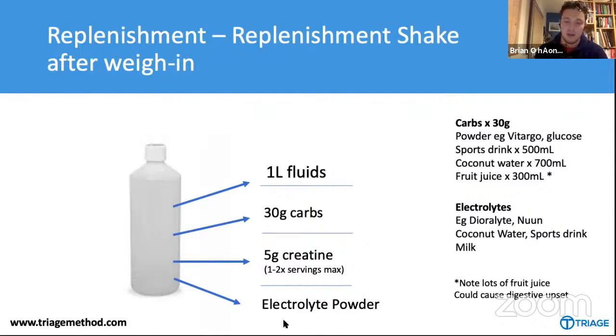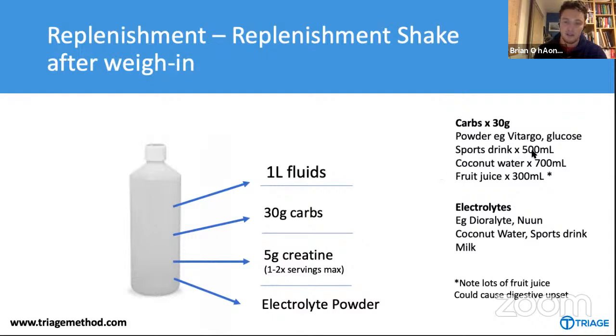And then an electrolyte powder like Dioralyte or Nuun is a good idea just to help get those electrolytes in. Again, this is just in the context of after weighing in and potentially fighting the next day. If you have a few days beforehand, you don't have to be as regimented on this, but this is to give you an idea. The carb sources could be a carb powder supplement such as Vitargo or glucose powder. Vitargo is extremely well digested and absorbed without any kind of digestive upset, so it's a high quality one for athletes.